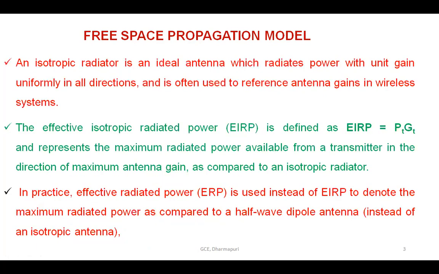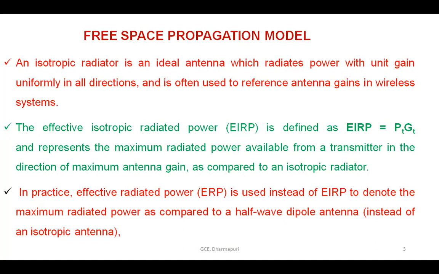An ideal antenna, which radiates power with unit gain uniformly in all directions, is often used as a reference for antenna gains in wireless systems. The effective isotropic radiated power, EIRP, is defined as PT into GT and represents the maximum radiated power available from a transmitter in the direction of maximum antenna gain as compared to an isotropic radiator.